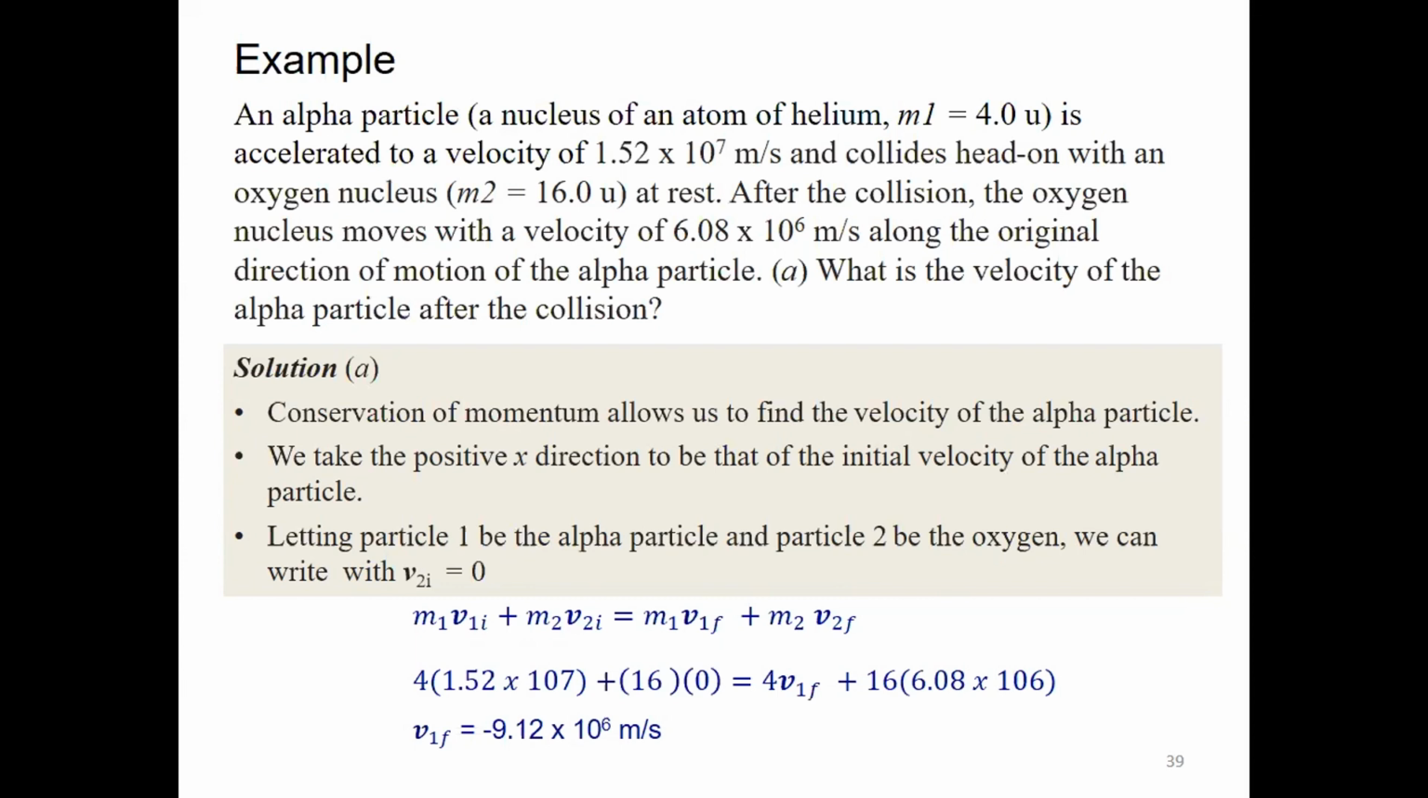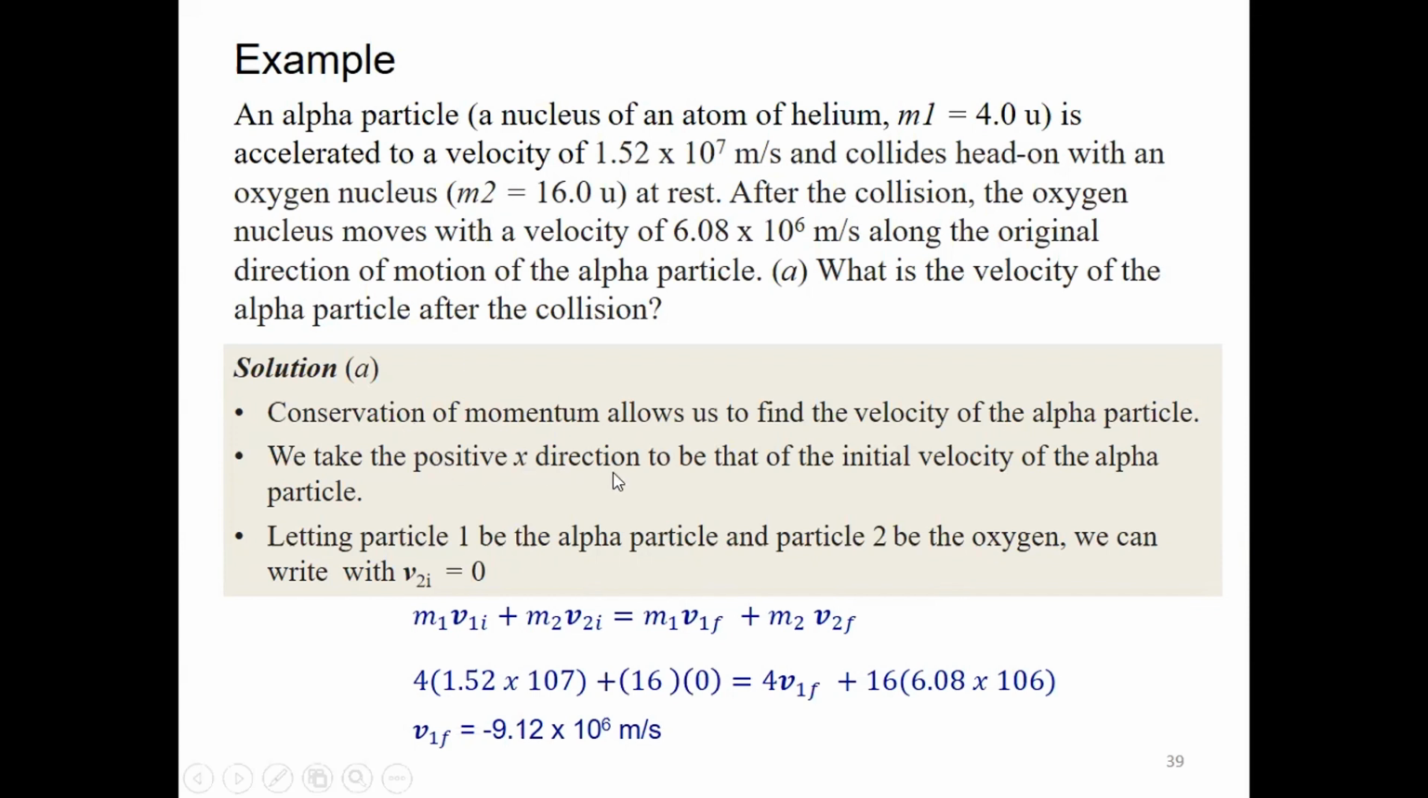And after the collision, the oxygen nucleus moves with the velocity of 6.08 into 10 to the power 6 meters per second. It is along the original direction of motion of the alpha particle. The question is, what is the velocity of the alpha particle after the collision? Again, we know very well in such problems of collisions, we will use the initial momentum and the final momentum, and we will say that the total initial momentum is equal to the total final momentum. So conservation of momentum is allowing us to find the velocity of the alpha particle.